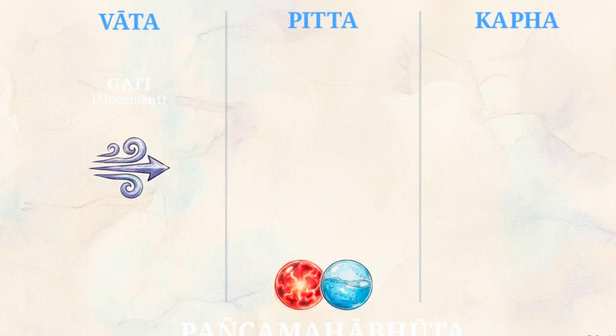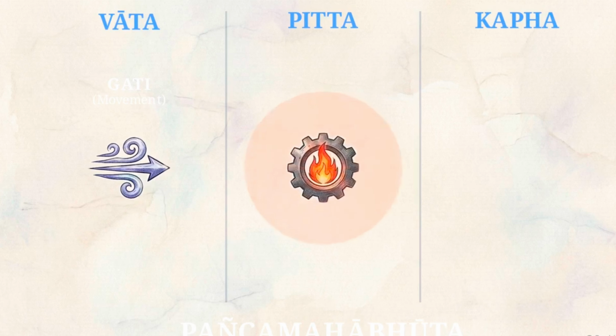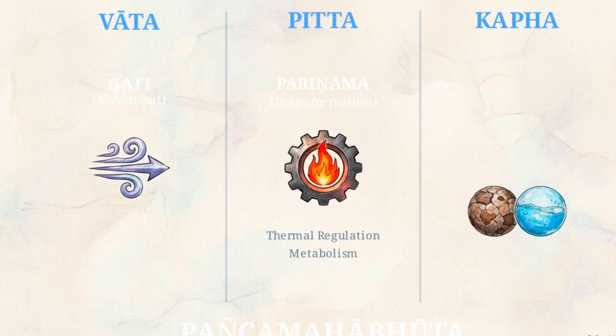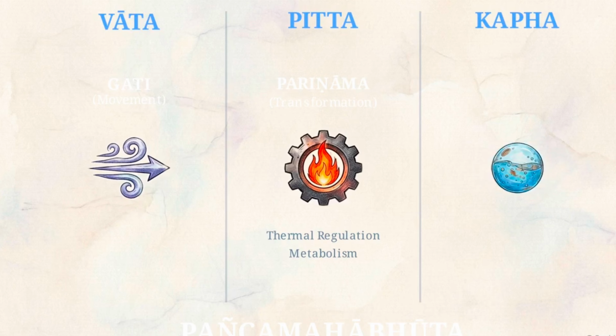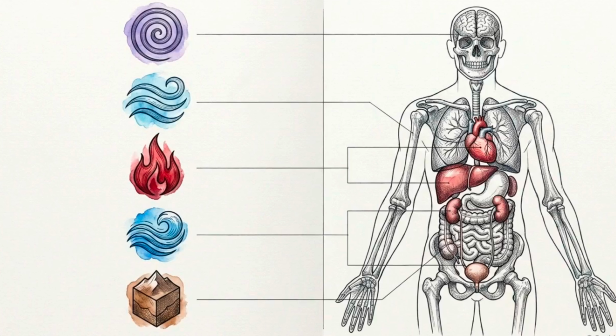Moving to the second column, Agni, or fire, combines with Jala, water. This specific interaction creates Pitta's capacity for thermal regulation, digestion, and metabolic transformation. Finally, the combination of Prithvi, earth, and Jala, water, yields heavy, cohesive properties. This forms the structural stability and lubrication governed by Kapha. Because this elemental composition dictates every physiological action, any systemic breakdown encountered in the clinic must be analyzed at its core as an elemental breakdown.